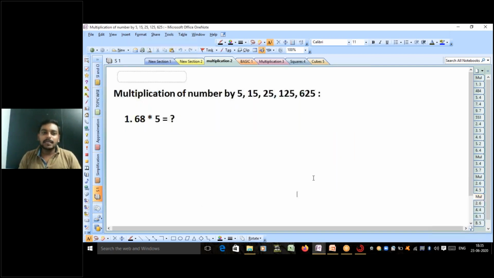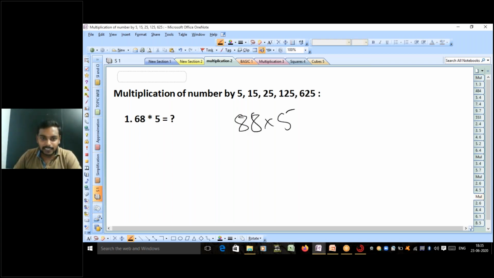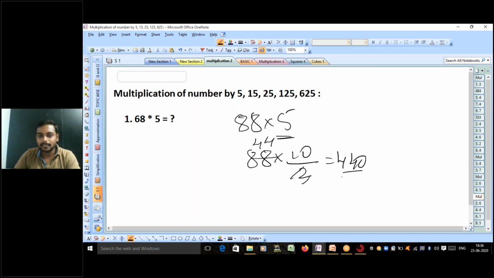Which is multiplication of any number with 5, 15, 25, 125, 625, like that. For example, if you have a number like 88 multiply with 5, instead of multiplying this number with 5, just take 88 multiply with 10 by 2, so that the simplification will be easier. 10 by 2 is nothing but 5. 2 ones are 2, 44 times, so 44 into 10, which is nothing but 440. Like that you have to solve.